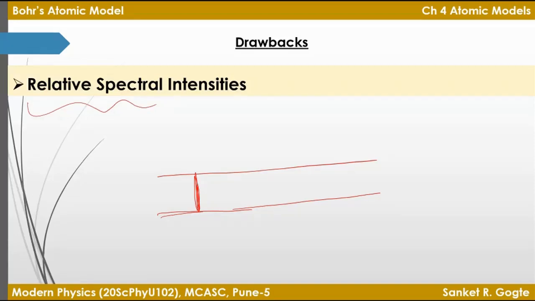And that cannot be explained by Bohr's atomic model. It doesn't say anything about that. It doesn't say why some of the spectral lines should have more intensity than others. So it cannot explain this relative spectral intensity. And this is the first drawback.